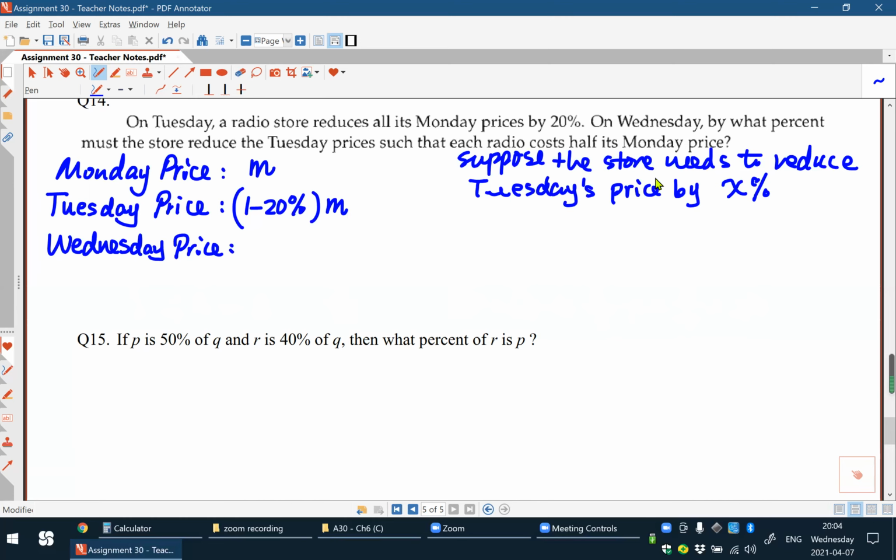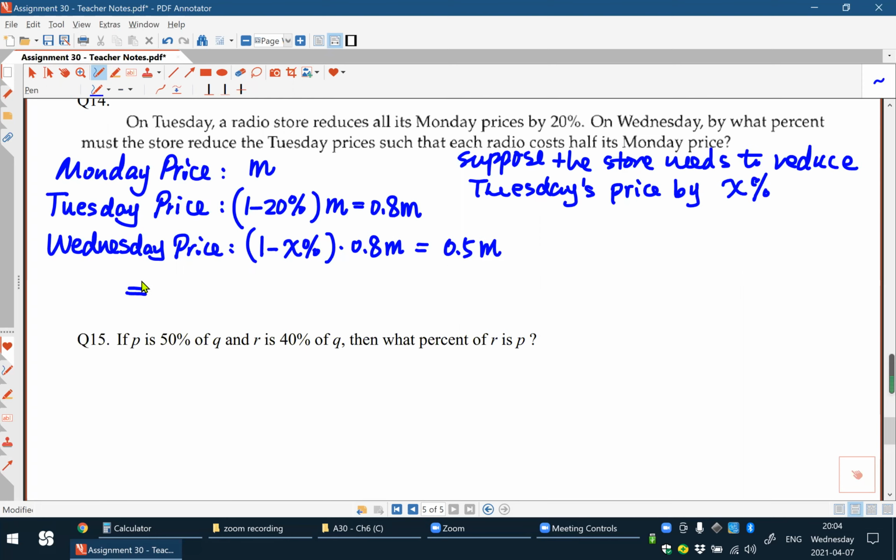Okay, suppose it needs to reduce Tuesday's price by X%. So what is Wednesday's price? Wednesday's price would be 1 minus X% times Tuesday's price, which is 0.8 M, right? We also know that Wednesday's price should be half its Monday price. So this is 0.5 M, right?